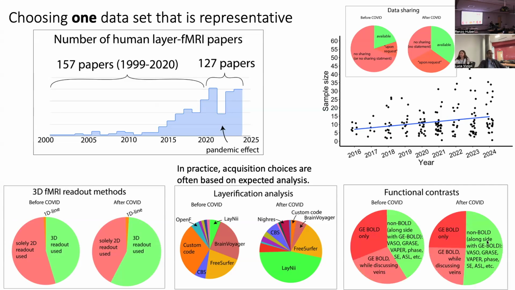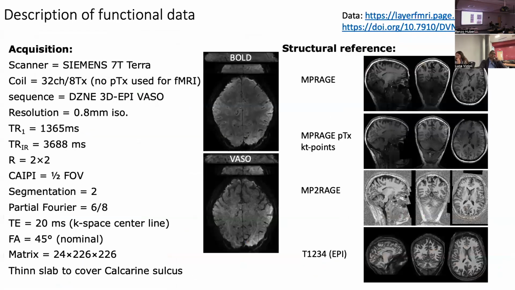Also, the fraction of layer-fMRI papers that not solely rely on gradient-echo BOLD, but also use something else alongside to inform the interpretation of the gradient-echo BOLD is also increasing. So we didn't want to focus on gradient-echo BOLD only, but also have non-BOLD aside of it that you can use or not use. So this is the data set.